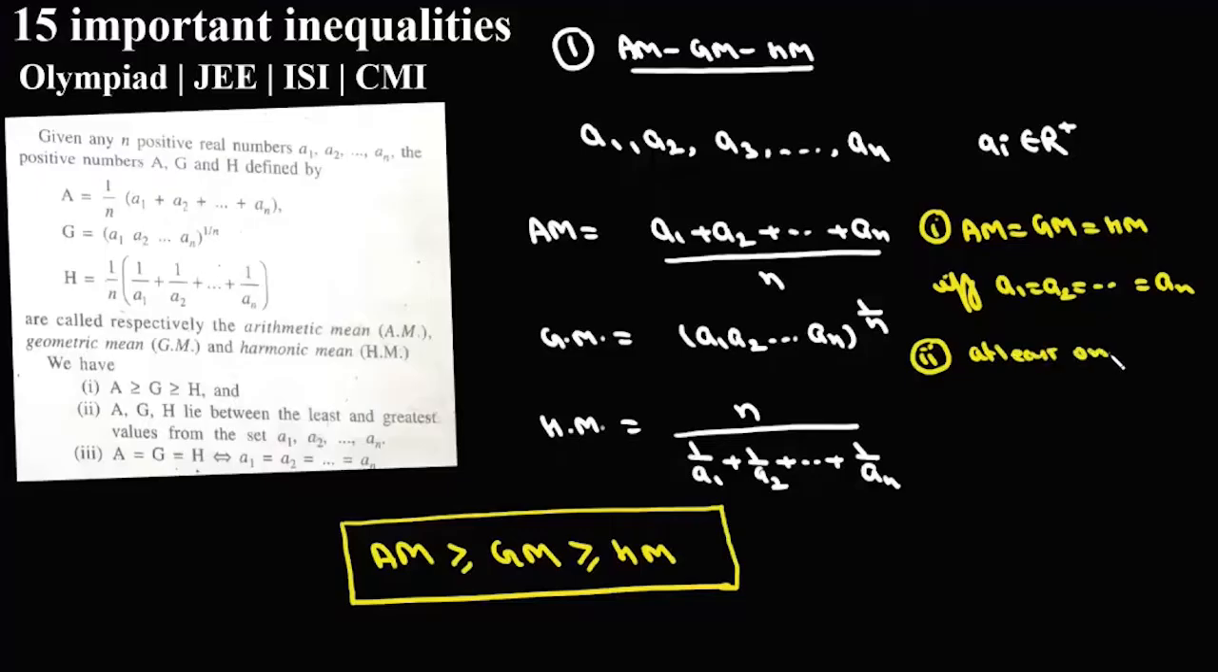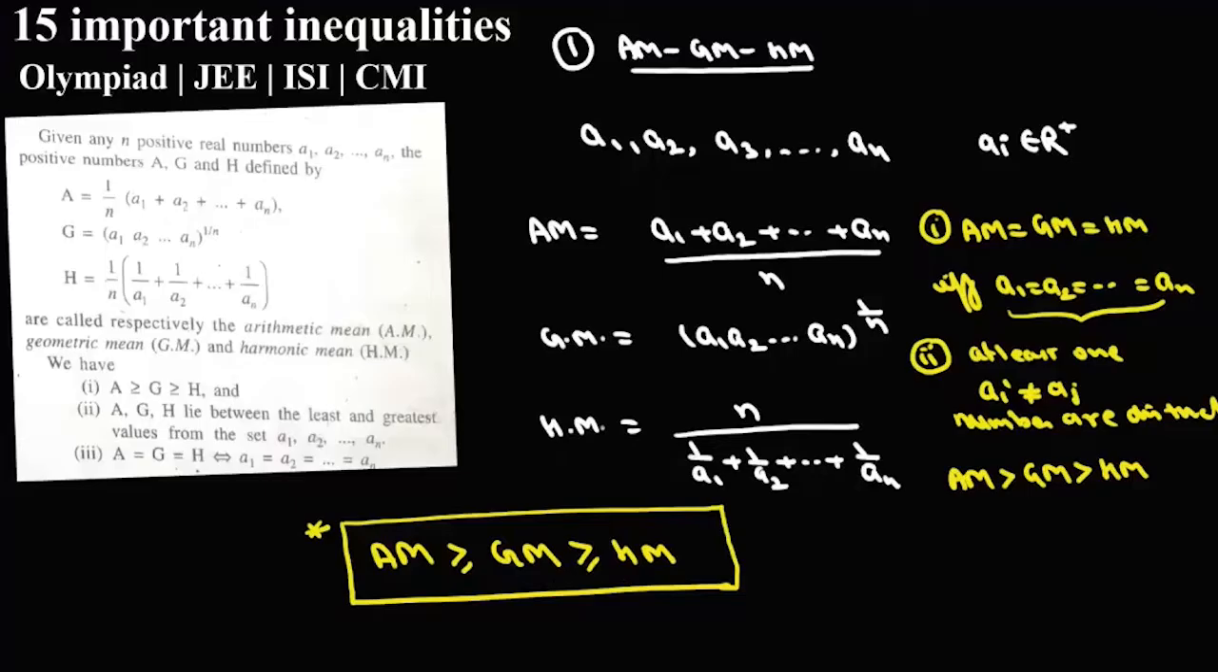at least one ai is unequal to aj, or the numbers are distinct. So at least we have one number which is different from all other numbers. In that case, arithmetic mean is always strictly greater than their geometric mean and will be strictly greater than their harmonic mean.